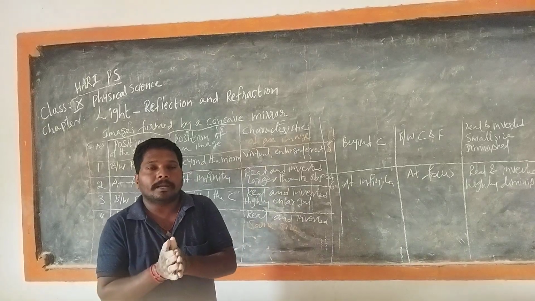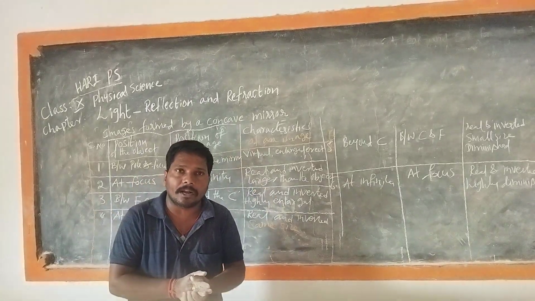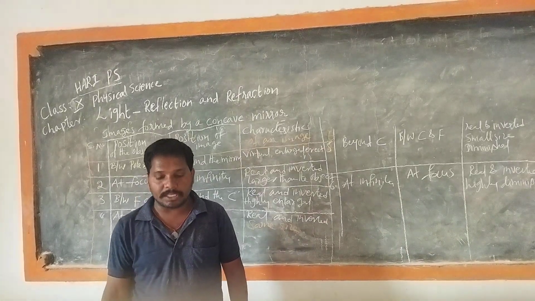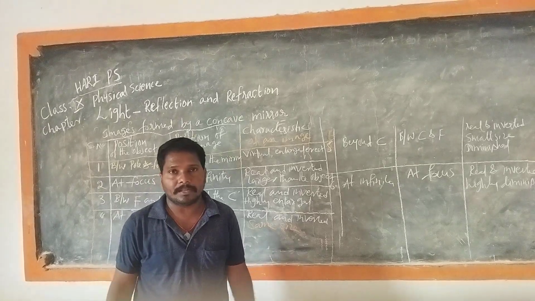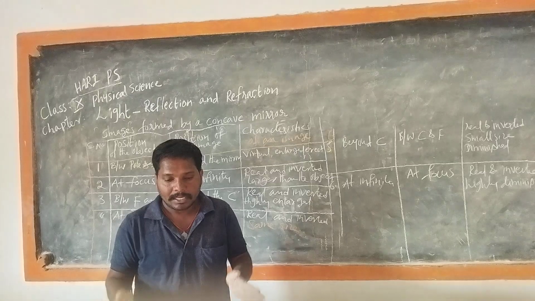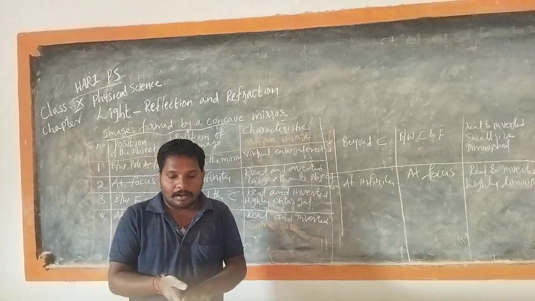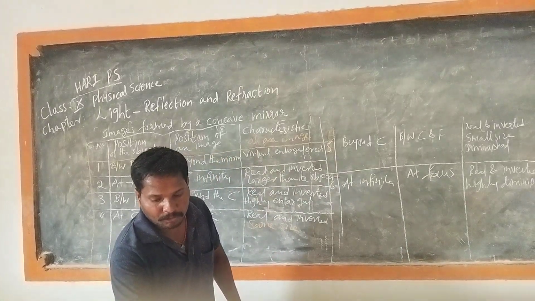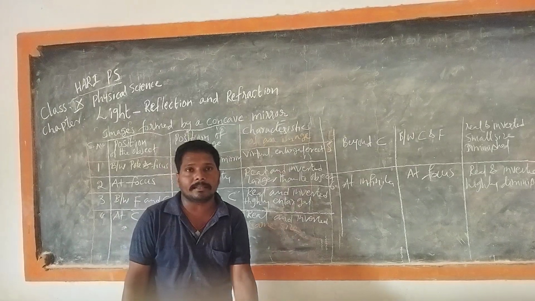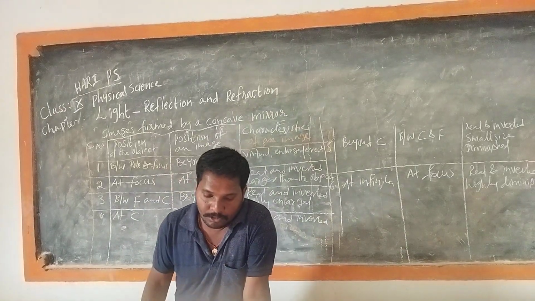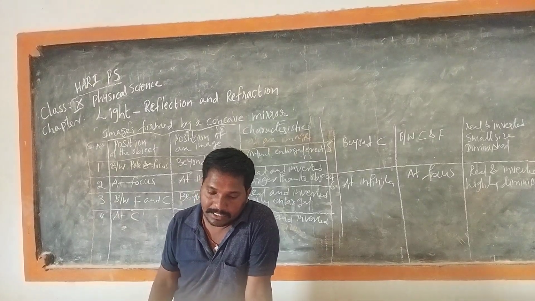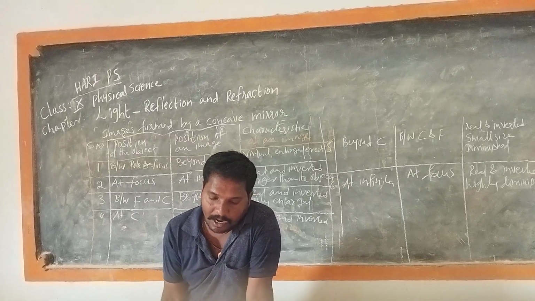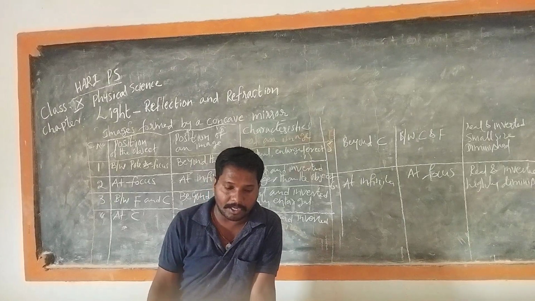Because of this, we have some uses of concave mirrors. Concave mirrors are used as shaving mirrors to see a larger image of the face, meaning the object is placed within the focus of the concave mirror. Concave mirrors are used by the dentist to see larger images of the teeth of patients.